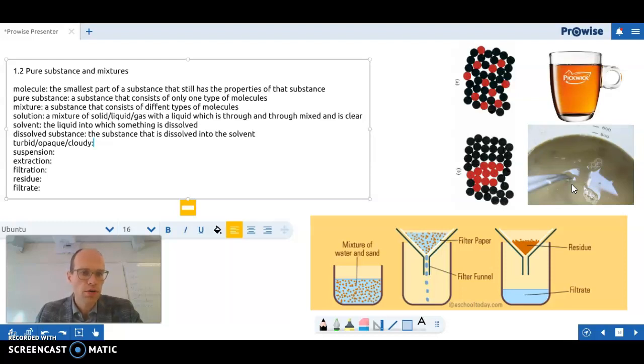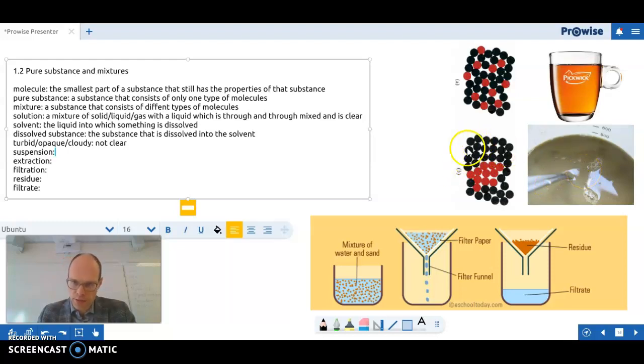It's turbid or opaque or cloudy. And basically that means not clear. And if you water it down, you can't look through it. And then what is a suspension? Well, this is with sand in water, but you could also have it with chalk in water. And then it's a solid with a liquid.